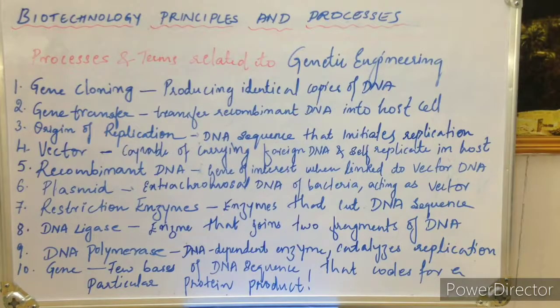Next we are going to see the DNA polymerase enzyme. As I told, the origin of replication is a DNA sequence that initiates the replication process. Now how is the replication process going to take place? You are going to build up a DNA chain.